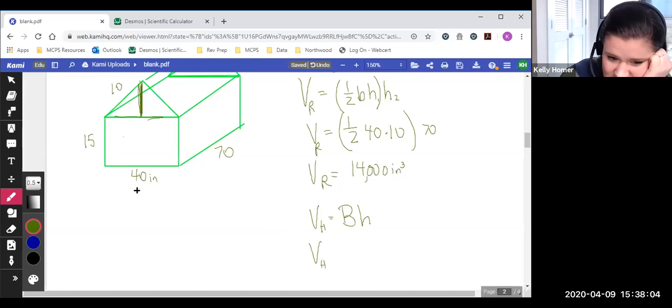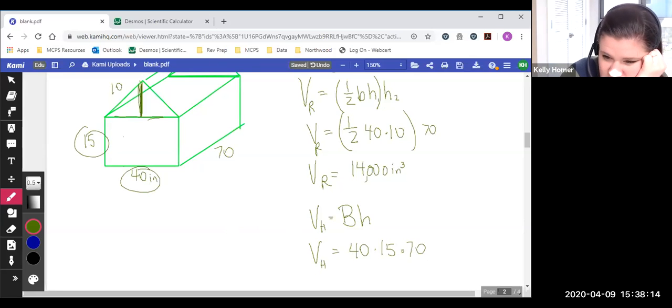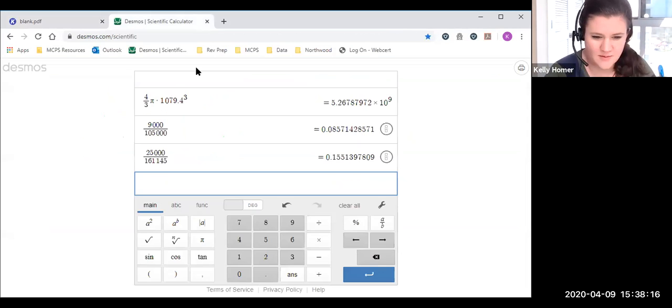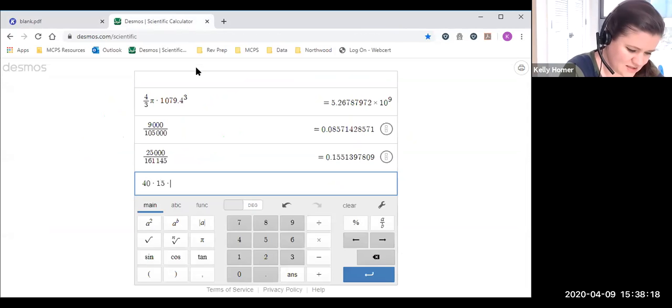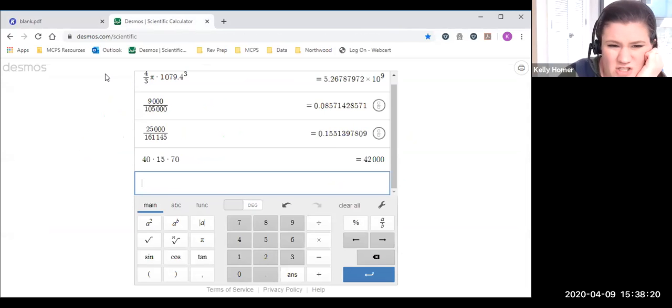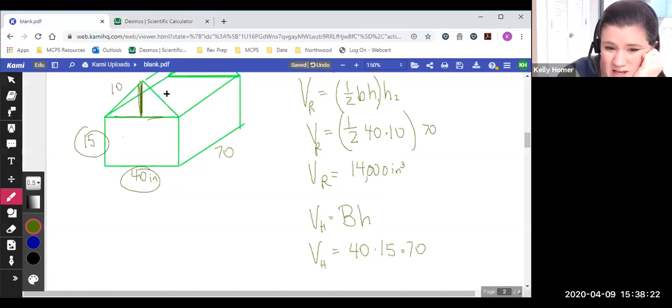Okay, so I can do my volume of the base. So my base in this case is 40 times 15, right? 40 times 15 times my length of 70. All right. So I don't want to do that in my head. So 40 times 15 times 70 is 42,000. I should have been able to do it in my head, but it doesn't matter. Volume of the house is 42,000.